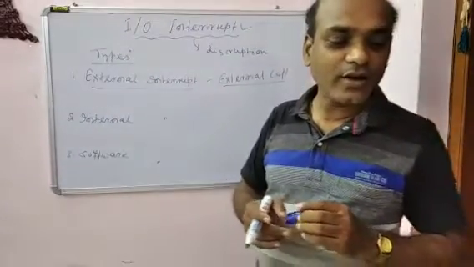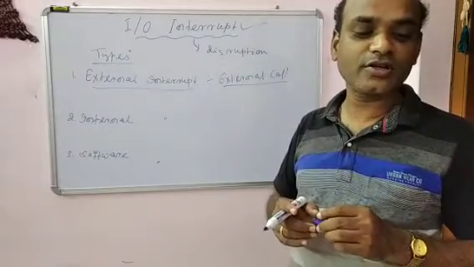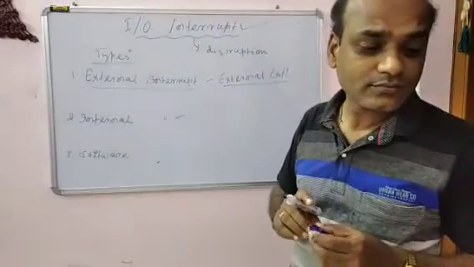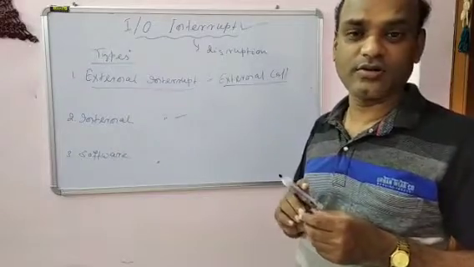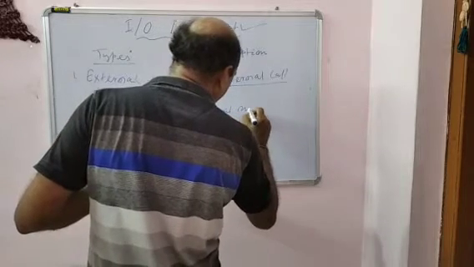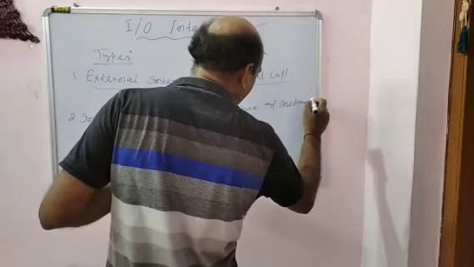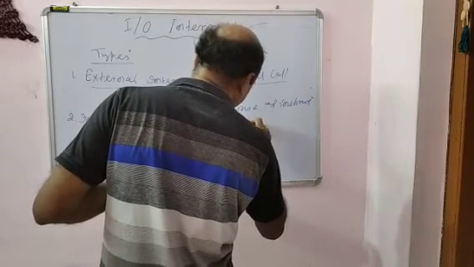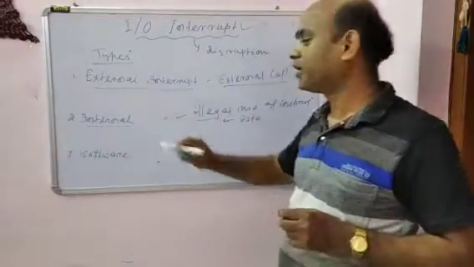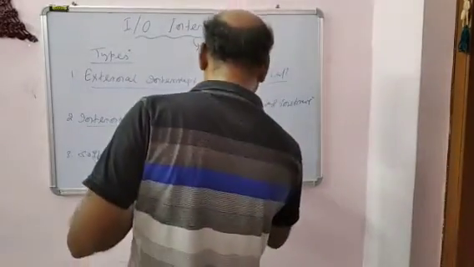Then we come to the internal interrupt. It arises due to illegal or erroneous use of instructions or data. Illegal use of instructions or data, that is internal. Any instructions that are misutilized, erroneous. Illegal means erroneous, meaning there is some error.